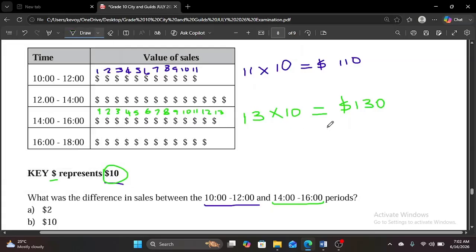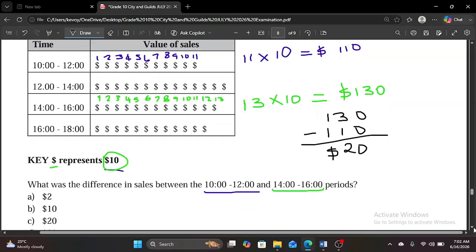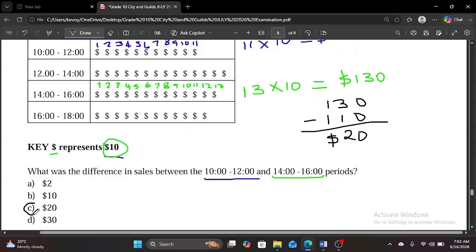So you're going to have 130 minus 110. After you subtract, that's going to be equal to 20. All right, so $20. So C is going to be $20. Just let me count this again: 1, 2, 3, 4, 5, 6, 7, 8, 9, 10, 11, 12, 13. Yeah, so the difference between the sales between those two periods is going to be $20.